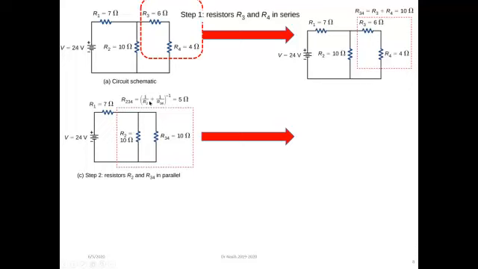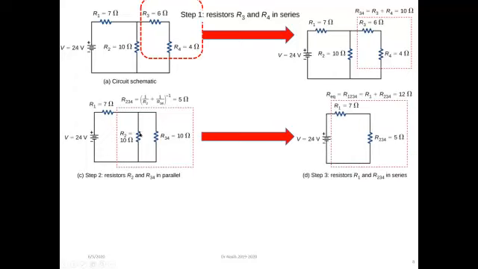For parallel, we know this is the formula. So the result of these two will be 5 ohm, and the result of these two will be in series with this one. So the result of the series will be 12. So the equivalent resistance of the whole circuit will be 12 ohm.